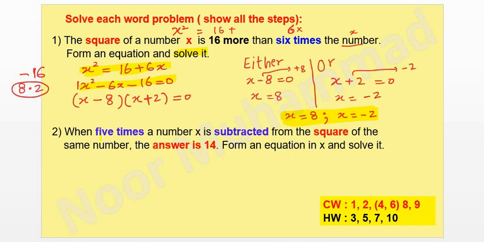Now what does it say? It says when 5 times a number x. Now hold this thing, 5 times a number x, it means it's 5x, right?